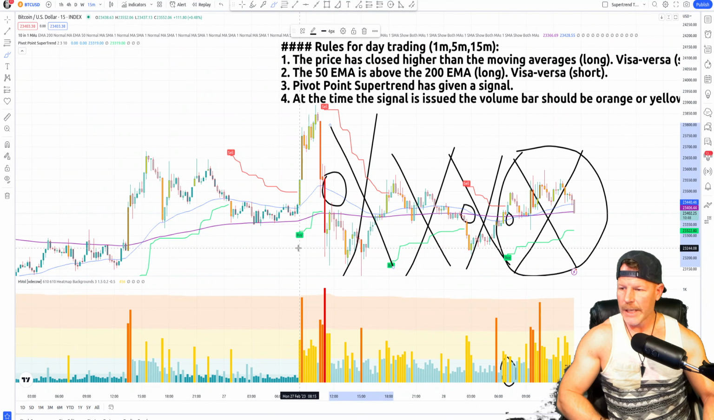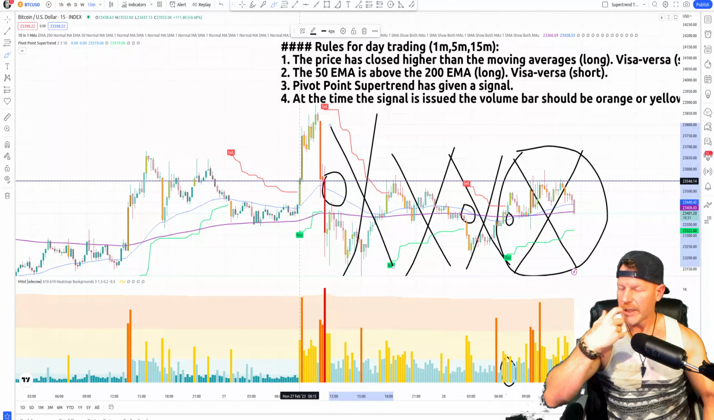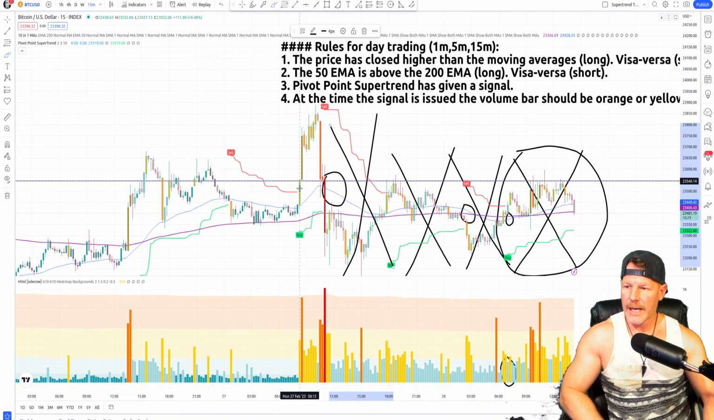We've got a yellow candle, nice bright yellow candle. The 50 is above the 200, and at the time the signal was given, our candle is above both of those. In fact, I'm going to put in a horizontal line. This is generally where you want to enter these trades, guys. At the close of the first candle, when the pivot point super trend indicates buy or sell.